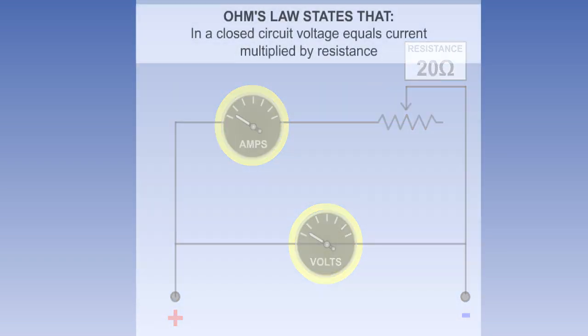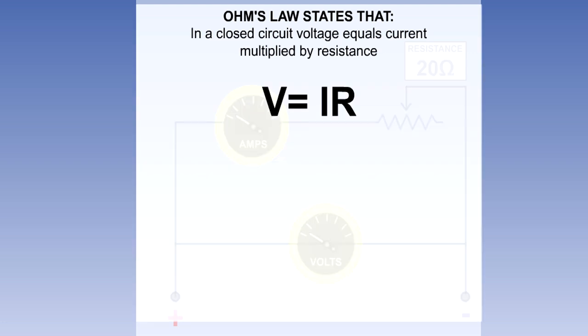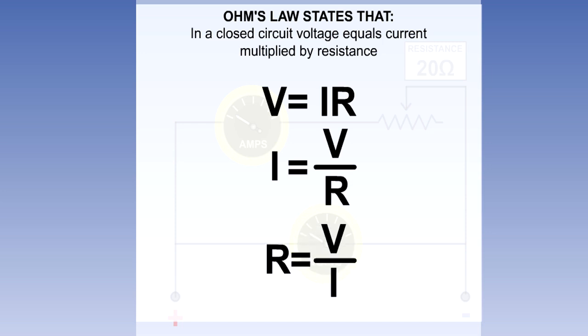This is expressed as Ohm's law, which states that in a closed circuit, voltage equals current multiplied by resistance, or V equals IR. And by transposition, I equals V over R, or R equals V over I.